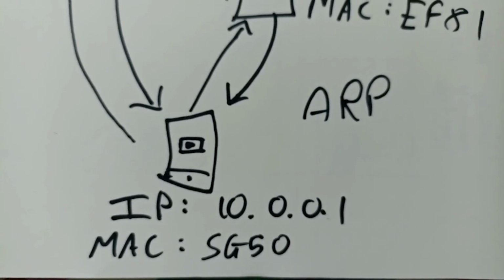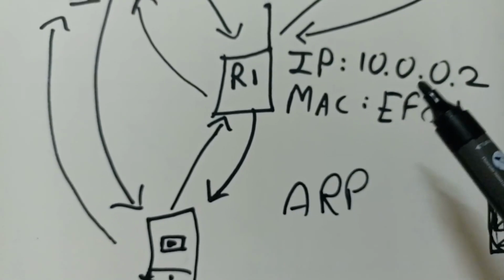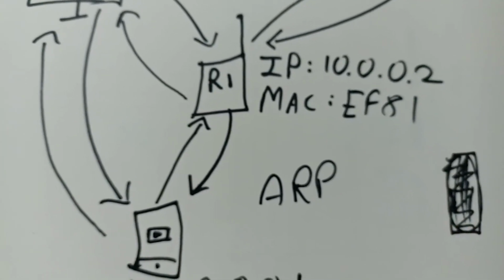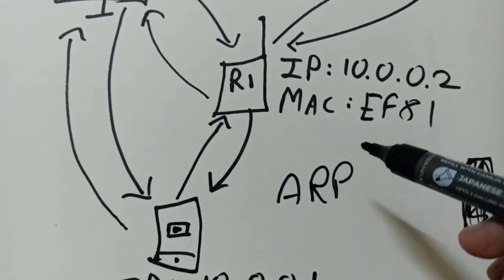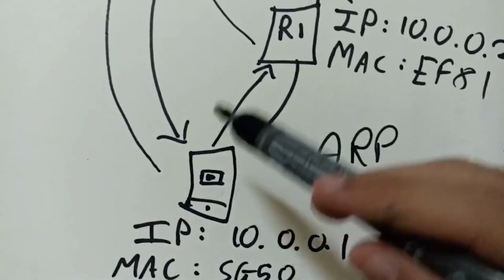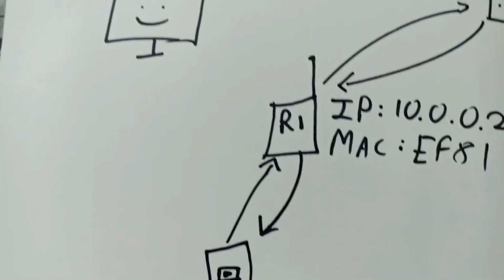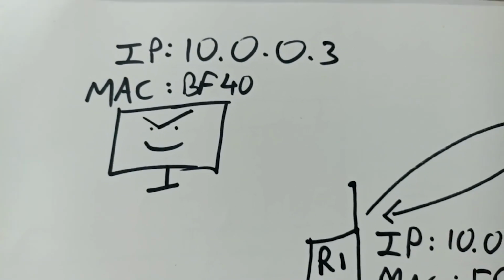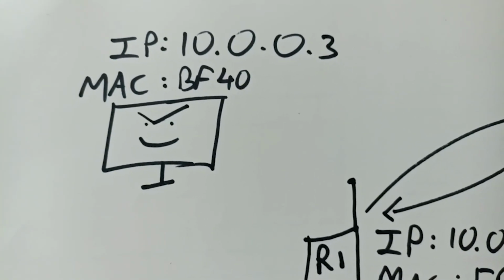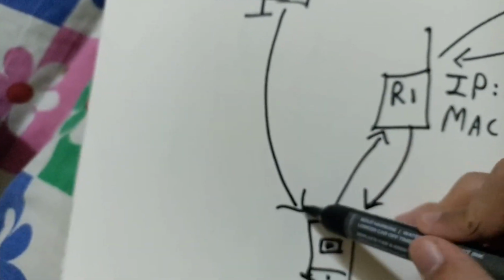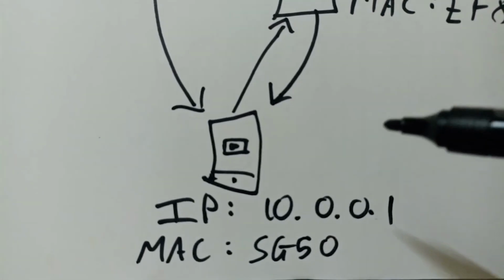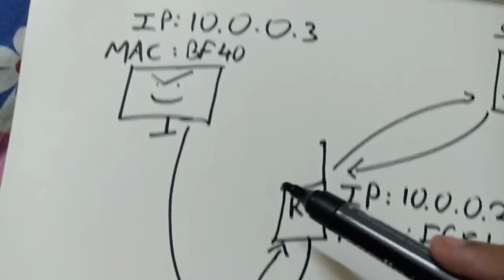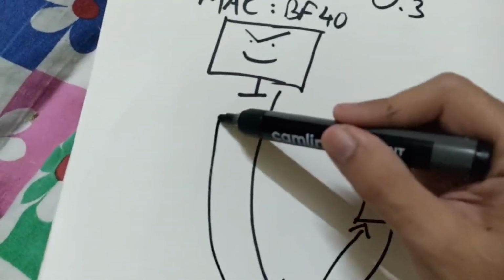It's like my phone says, hey ARP, I want something from 10.0.0.2, but I cannot find it. So where does this person live? ARP will give him the address, and now this communication takes place. And surprisingly, I am a malicious person here. So what I do is I send certain packets to my phone, telling my phone that hey, the MAC address of the router, that is FE81, is not the router, but BF40 is the router.